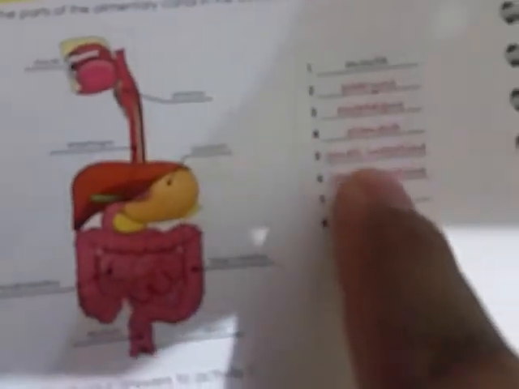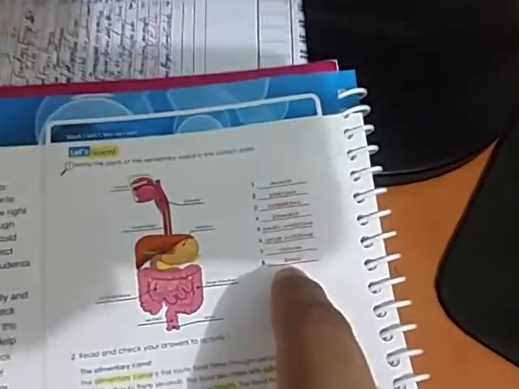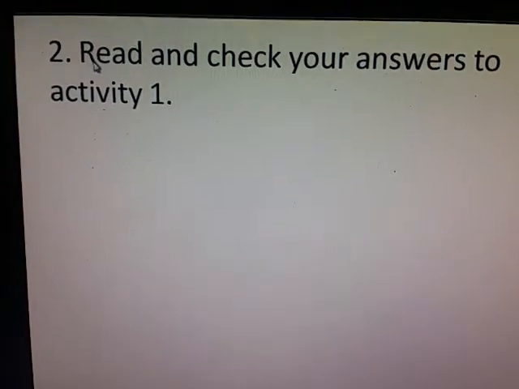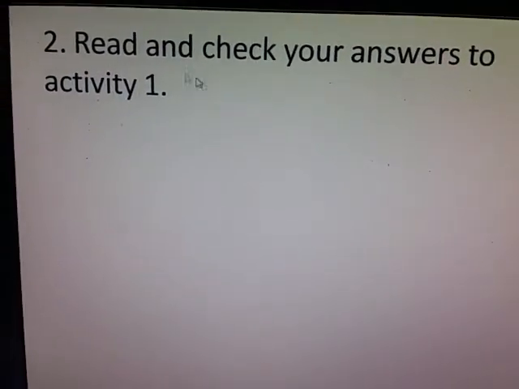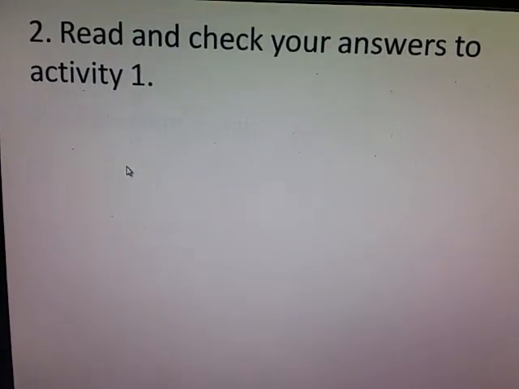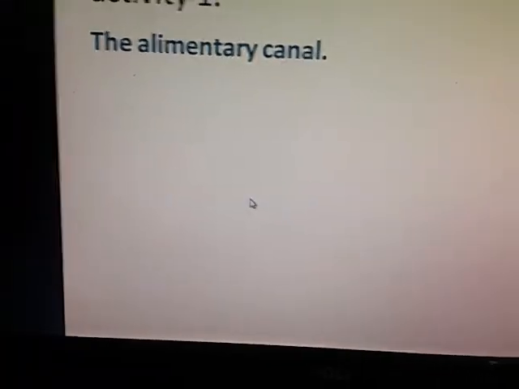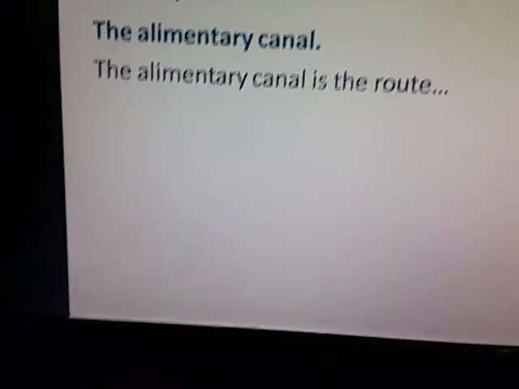Alright, let's continue. Make sure you have all your answers over here. 1, 2, 3, 4, 5, 6, 7, 8. Only through number 8. And let's continue with activity number 2. We're going to read and check your answers to activity number 1. So we're going to read the paragraph. We're going to read this spot that says The Alimentary Canal. Okay? We're going to read together. Try to go with me on the part that says the alimentary canal is a route. Okay? Here we go.